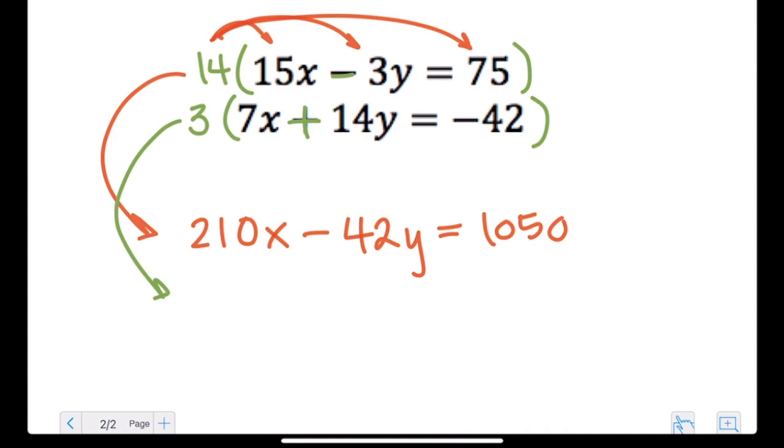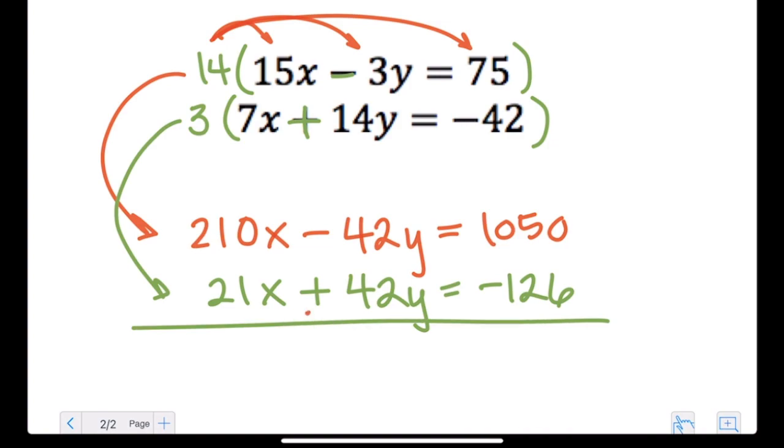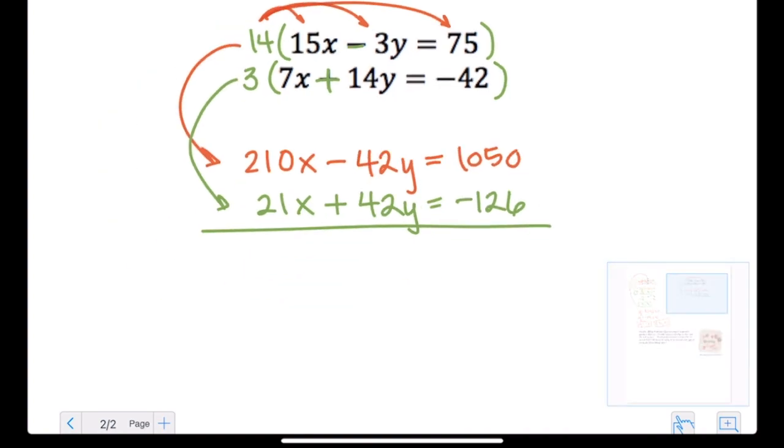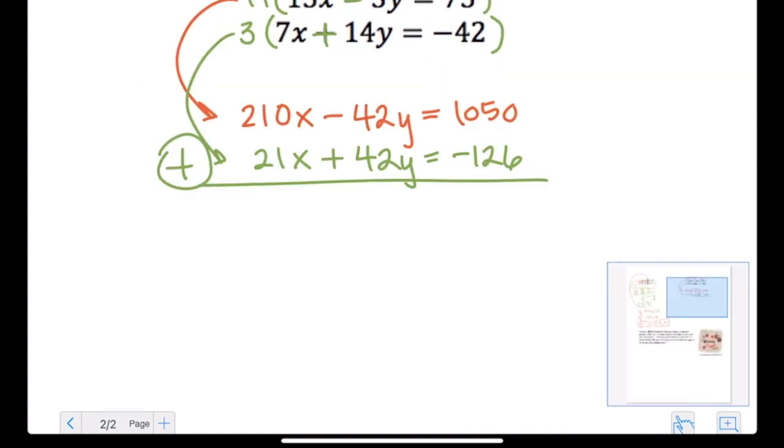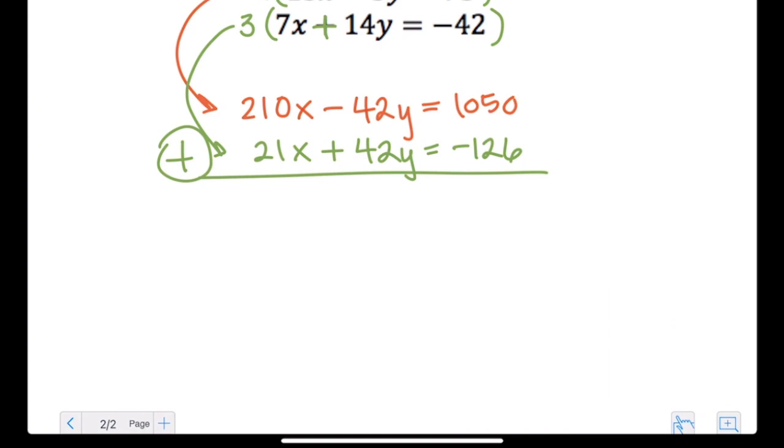Now we'll do the bottom equation. 3 times 7x is 21x. 3 times 14 is a positive 42y. And 3 times negative 42 is negative 126. Notice what we've just created. We've created a term where the coefficients match, but the signs are opposite. So now, when we add the two equations together, we can eliminate our y variable. So 210 plus 21, that's going to give us a 231x. Negative 42y plus 42y is 0.